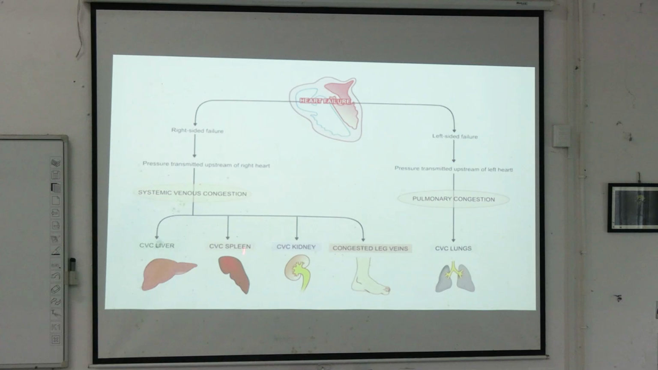So the consequences of systemic venous congestion are chronic venous congestion in the liver, in the spleen, then in the kidney, then in the leg veins. Okay? Because in right-sided heart failure, the right side receives blood from the right atrium, and the right atrium receives blood coming from the systemic organs. That's why.